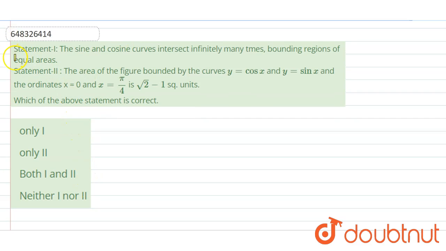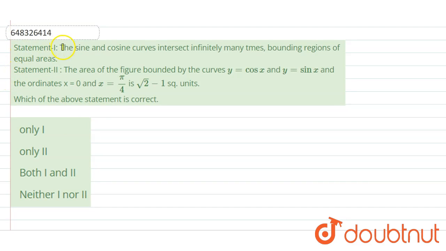Hello students, the example is: statement first, the sine and cosine curves intersect infinitely many times and bound regions of equal areas. And statement second is, the area of the figure bounded by the curves y equals cos x, y equals sin x, and the ordinates x equals 0 and x equals pi by 4 is (root 2 minus 1) square units. Which of the above is correct?